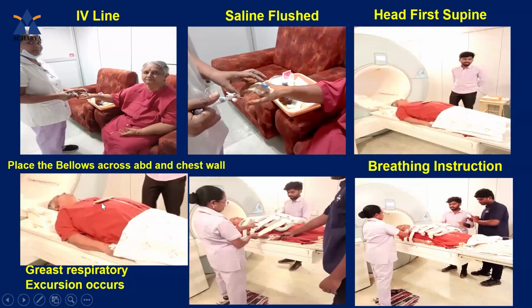So what is this? That is a respiratory pillow that is placed on the abdomen and chest wall. This is most important, it is very useful for our scanning. Then after that, you have to place the coil in the proper manner, explain the procedure, give the buzzer to the patient, and then you go for scans.